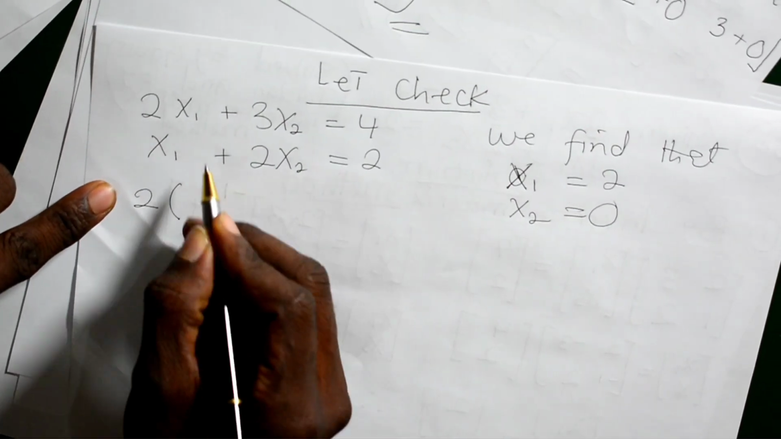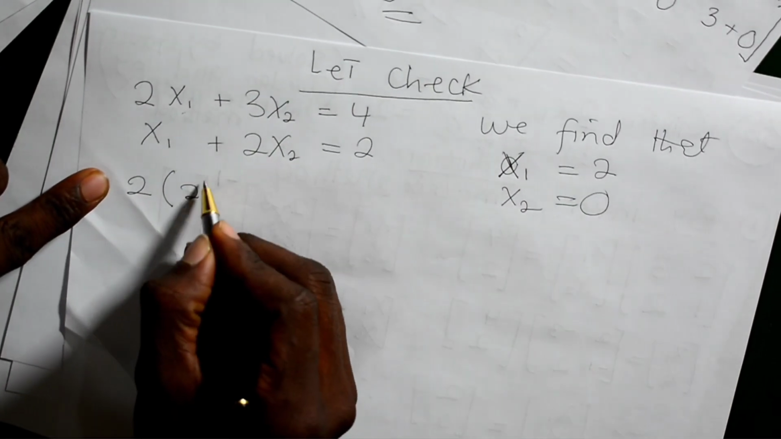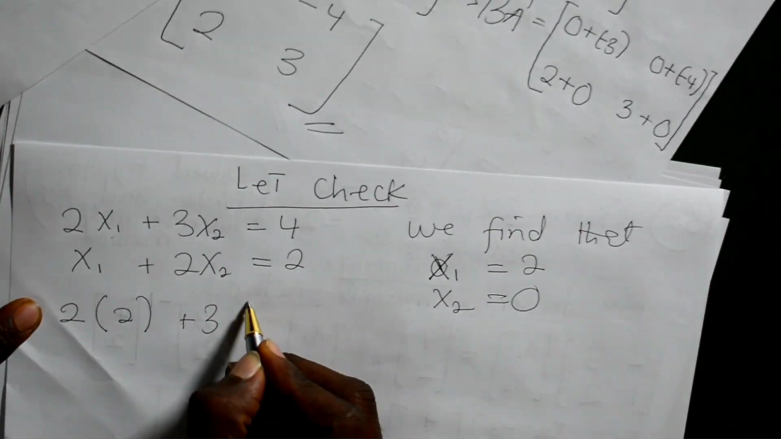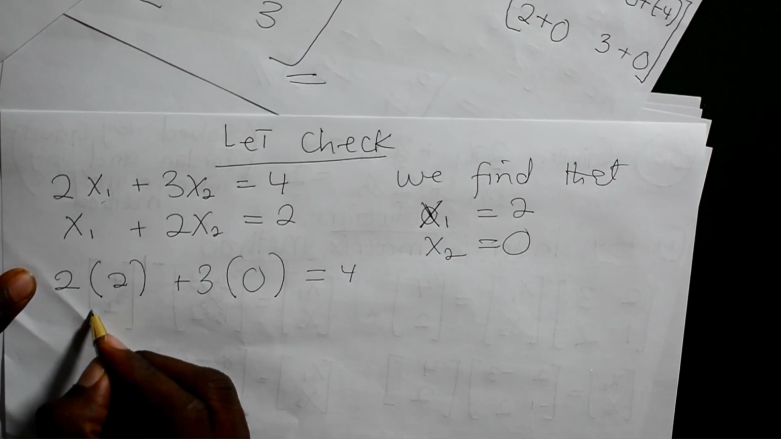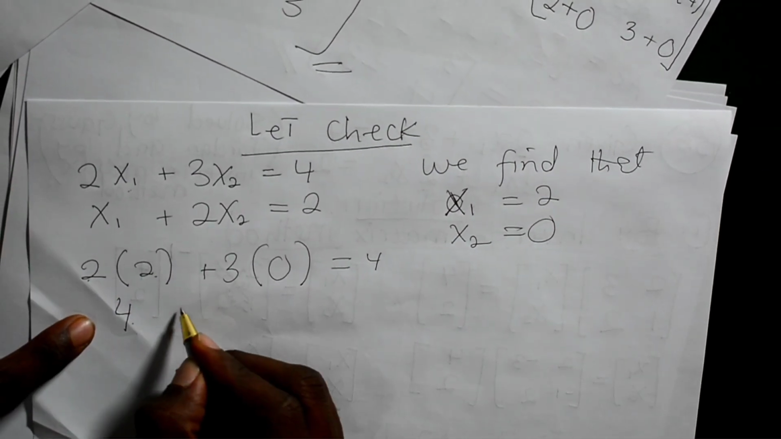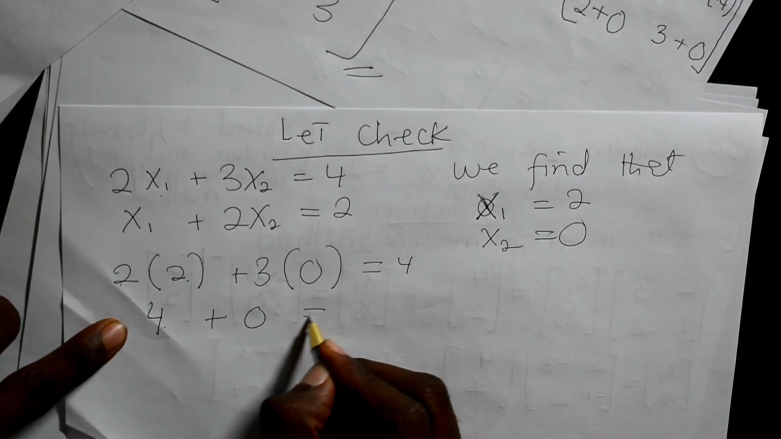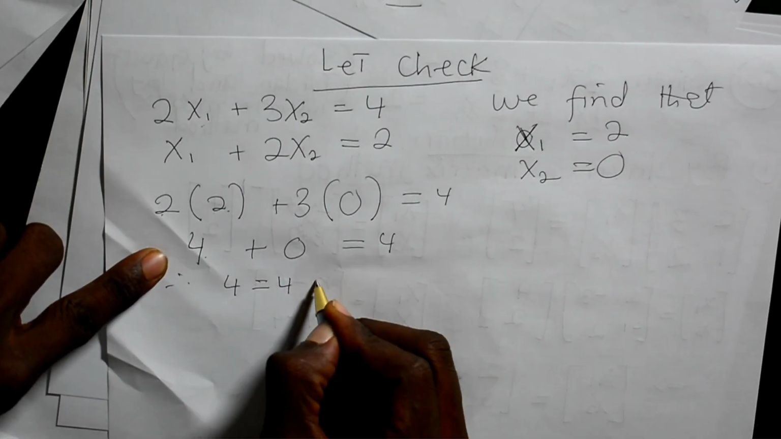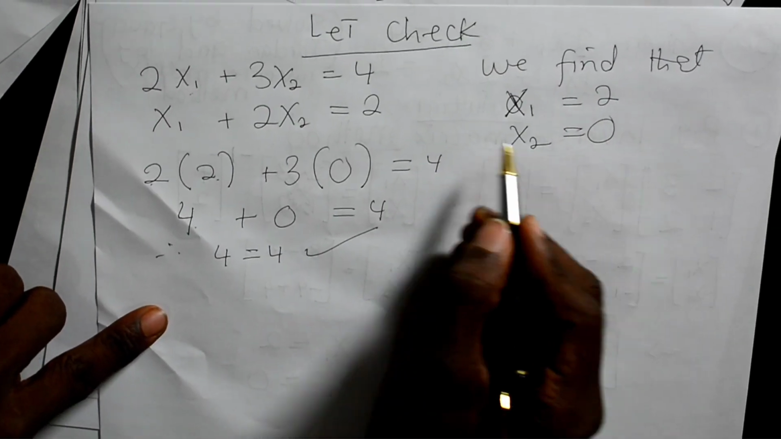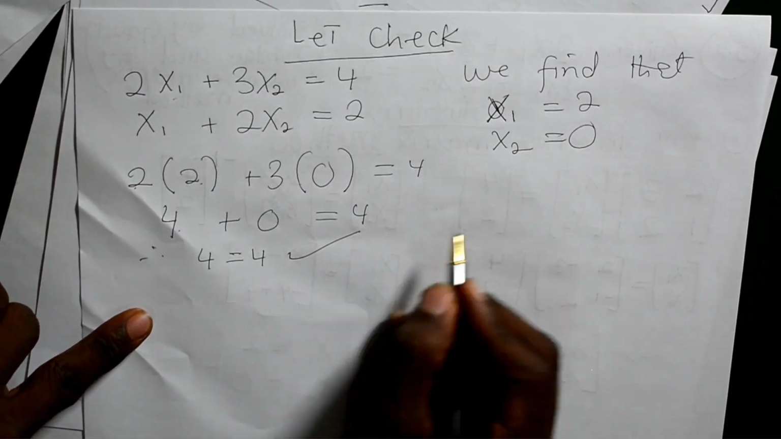x1 is 2, so 2 into 2 plus 3 into 0 as x2, which is equal to 4. 2 times 2, 4, plus 3 times 0, 0, which is equal to 4. Therefore, 4 is equal to 4. This is correct. Then now let's go for equation 2.